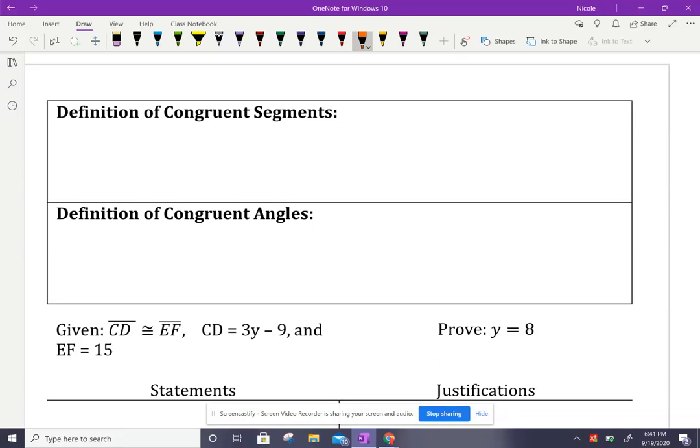Okay, so we are going to talk about the definition of congruent segments. This is going to be another justification that we are going to introduce into our proofs that we will use when talking about segments. So when we have congruent segments, maybe we have something like segment AB is congruent with segment CD.